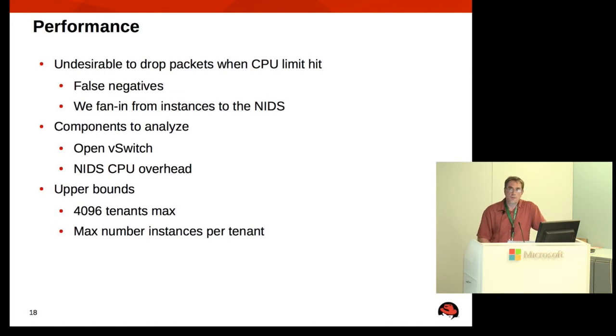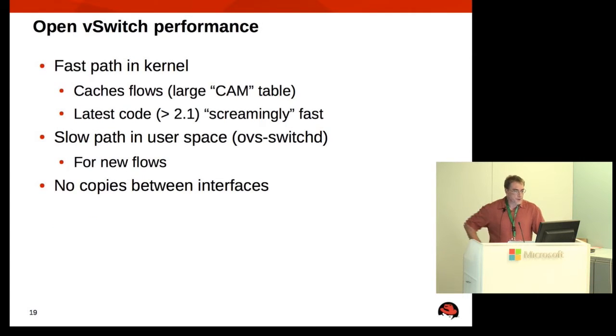Let's just talk about performance for a minute here. Why would you care about performance with a network intrusion detection system? Let's say you did mirror the traffic. So it is mirrored, it's not affecting the user. But still, you have a limit on the physical machine on the number of cores you have, and that limit can be reached. What happens when it's reached?